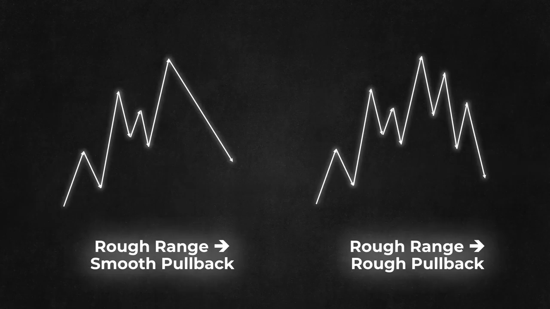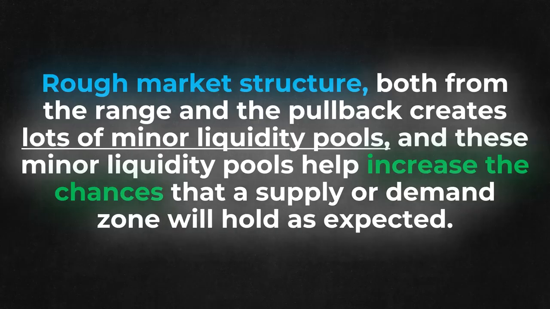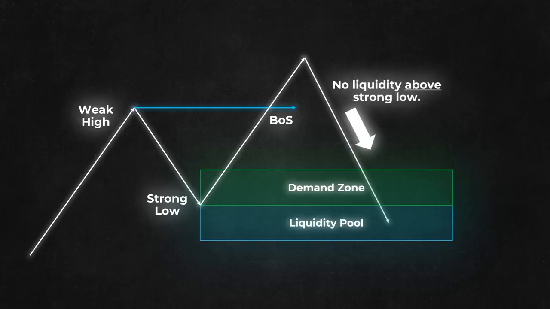The main point about this is that a rough market structure, both from the range and the pullback, creates lots of minor liquidity pools, and these minor liquidity pools help increase the chances that a supply or demand zone will hold as expected. For example, here we have a smooth range and pullback. The demand zone out of the strong low is less likely to hold because there are no minor liquidity pools above the strong low. So if the smart money wants to get in the market, it will need to trigger the major liquidity pool below the strong low and then drive the market higher.